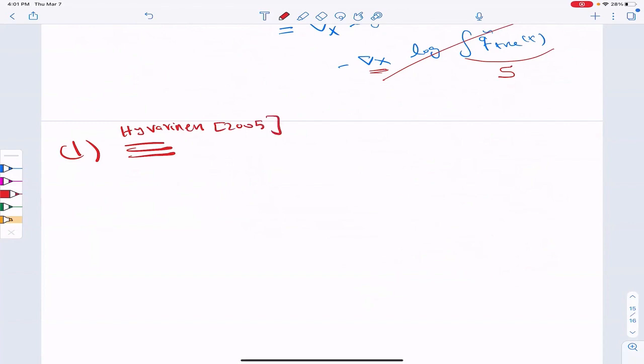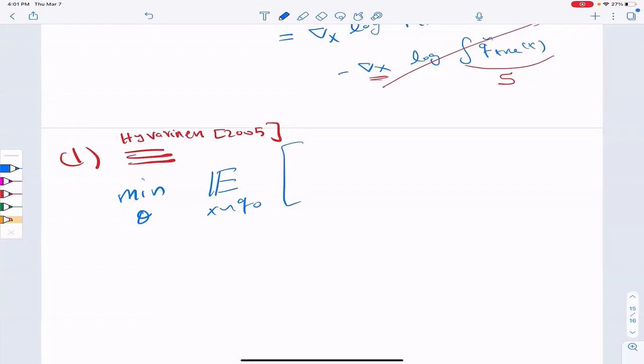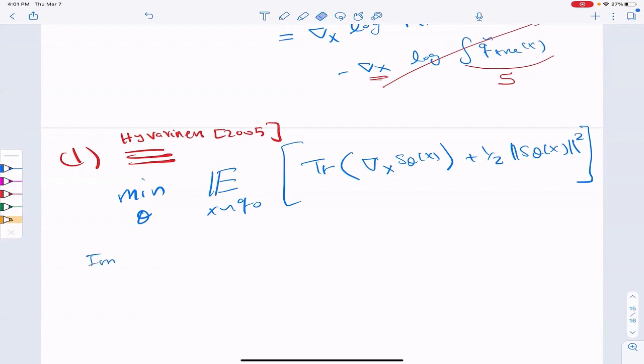In 2005, it shows that the first optimization is equivalent to minimization over theta. Again, expectation over Q0, your data set, of the trace of the gradient of S theta of X plus half of the norm of S theta. And this optimization is often referred to as implicit score matching.